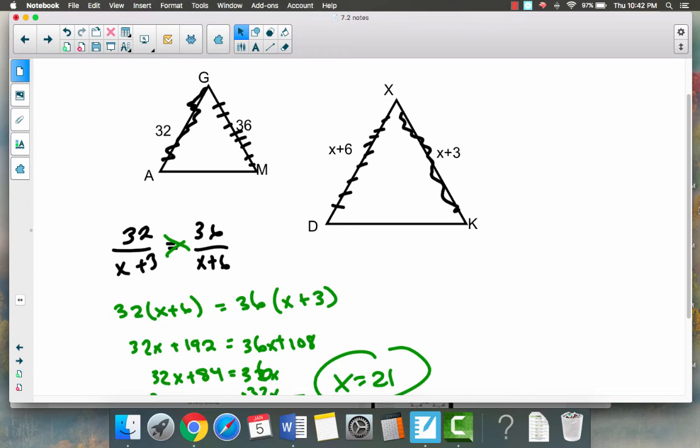Just remember, with similarity statements the order matters, and same with scale factors. The shape that comes first will go on the top. The second shape that comes second will go on the bottom. All right, so just make sure you got those, and if you have any questions, let me know. But you guys are good to go.